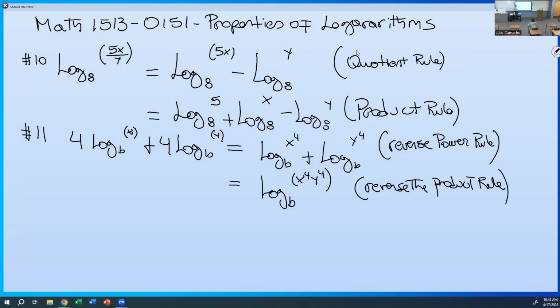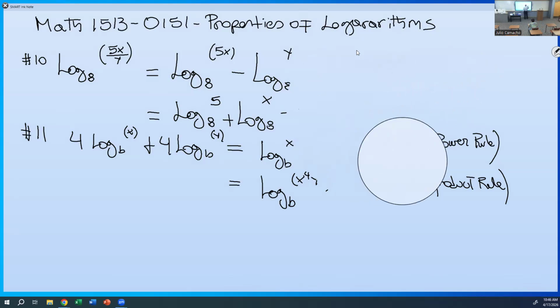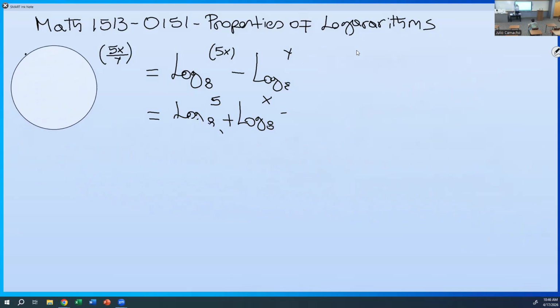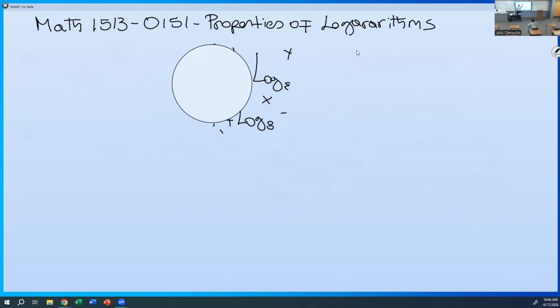Let's erase that and let's try to do 12 and 13 if we have enough space on the board. As we go over and over, we are using more and more combinations of rules. So we're in question number 12, no? Yes, sir. Let me pass my page.